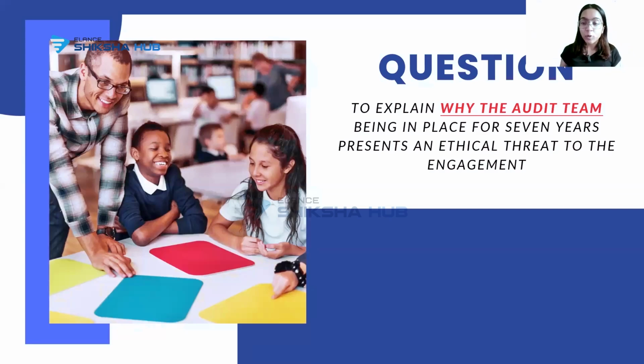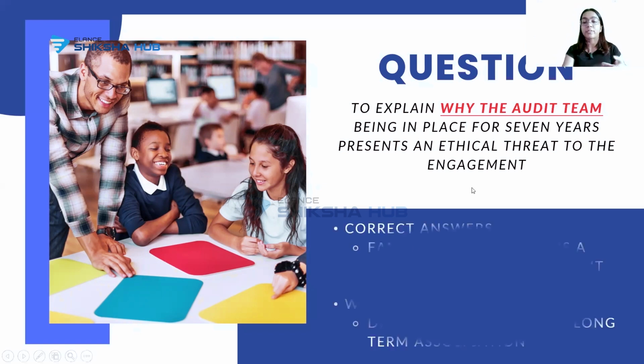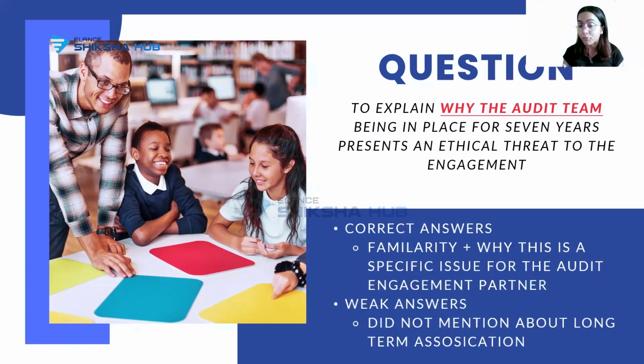So in this particular question, you had to explain, ma'am, what was actually happening. I believe that the engagement partner was there for more than 7 years. So everybody knows that this would be the example of the familiarity threat because he has been associated for a very long period of time. Now, what was the correct answer?